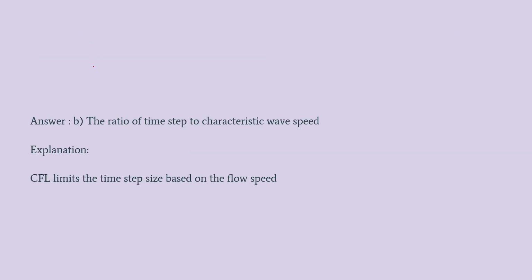the ratio of time step to characteristic wave speed. Actually, it's not a ratio, but the relation between characteristic wave speed and time step. That is, CFL number is C delta t by delta x, where C is our characteristic wave speed, delta t is our time step, delta x is our spatial discretization.